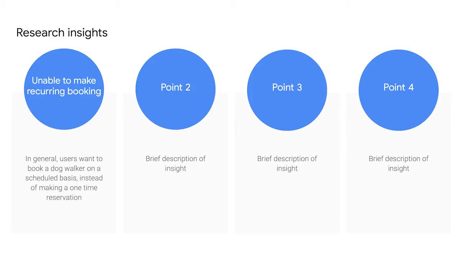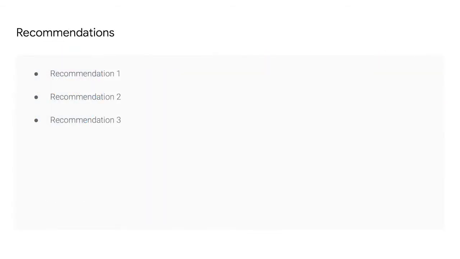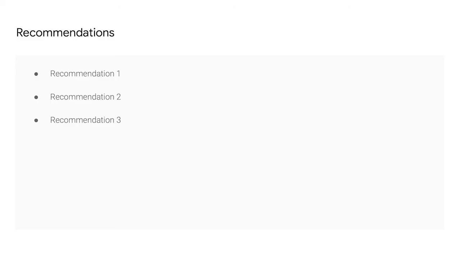Next, we need to provide some recommendations to our stakeholders. Recommendations are actions we think the stakeholders should take based on our study. For now, I'll just write one recommendation, but normally you would have at least 3. Based on the insight we shared in the last slide, my recommendation would be, make it possible to book a dog walker on a recurring basis.